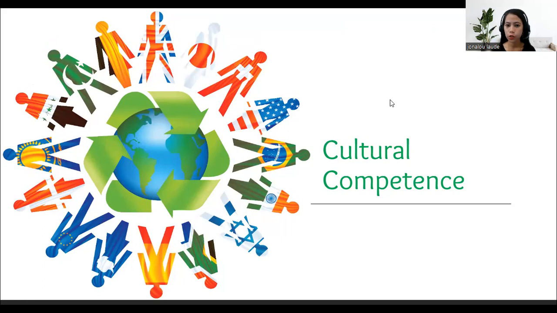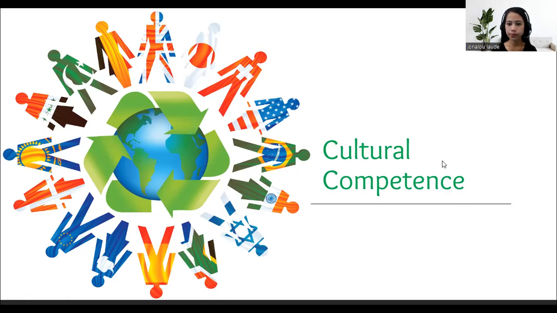When we talk about cultural competence, it's all about your ability, or our ability, to understand and to appreciate that every country has a different culture. Every country has different culture, different beliefs and religions. Every people has different beliefs and religions. So if we have that ability to understand, then we have what we call cultural competence.